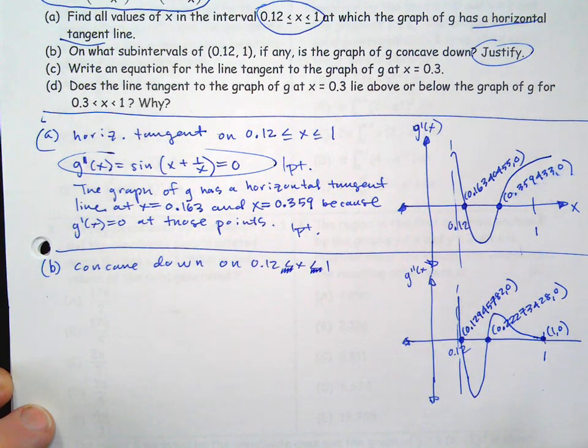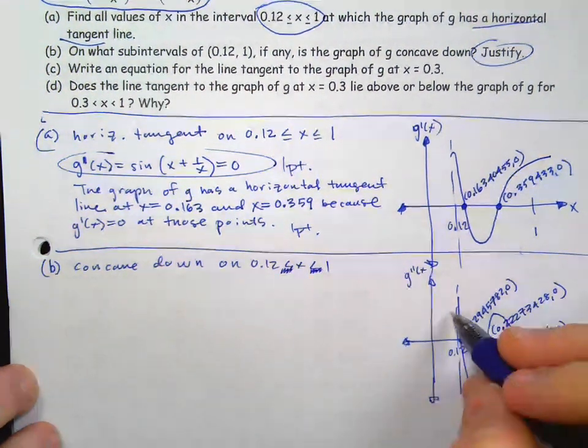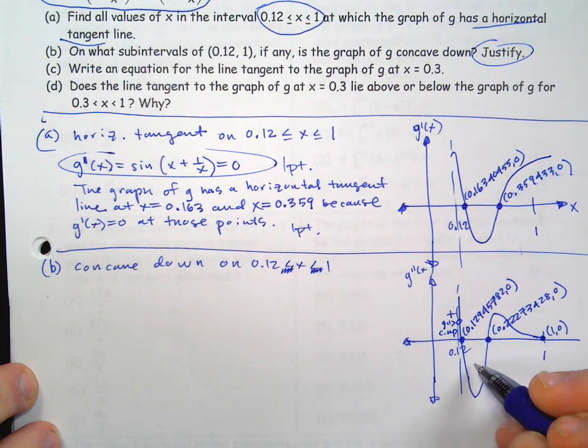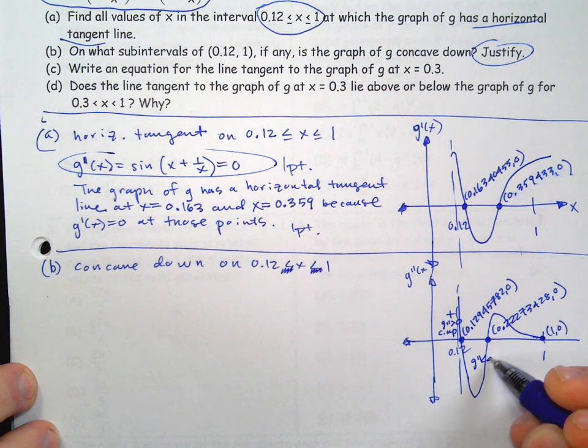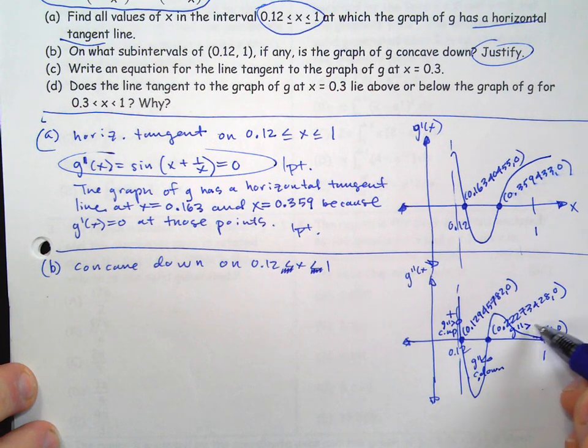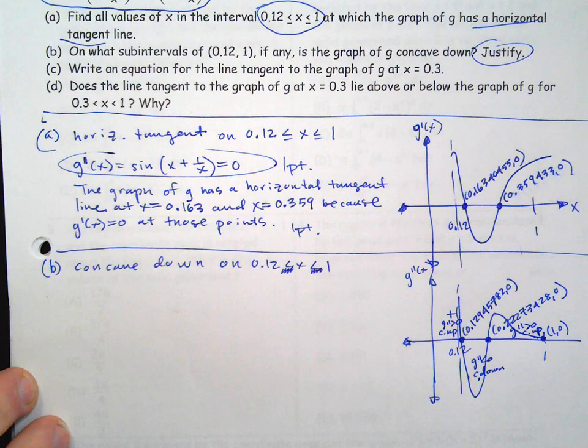Okay, so now right here, g double prime is positive. It's concave up for that little chunk. Here g double prime is negative, concave down. Now, anything I'm writing down in this picture, I'm not hoping to get credit for. So I just have to make sure to put this in words. Positive is concave up, so we're looking for concave down. So it's that one chunk.